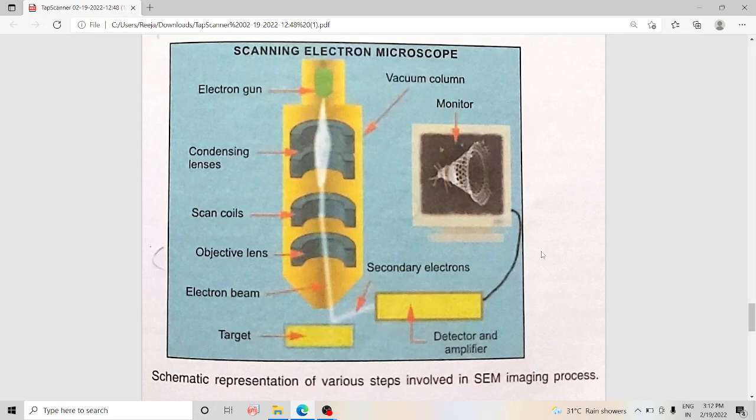They are amplified and sent to the computer, where they are processed to form the image. So the final image is built up from the number of electrons emitted from each spot on the sample. So this is how a scanning electron microscope works. I hope the components and working of the scanning electron microscope are clear to all of you.